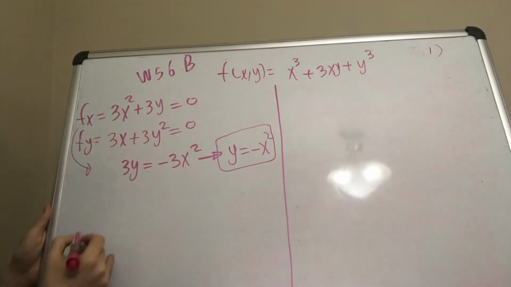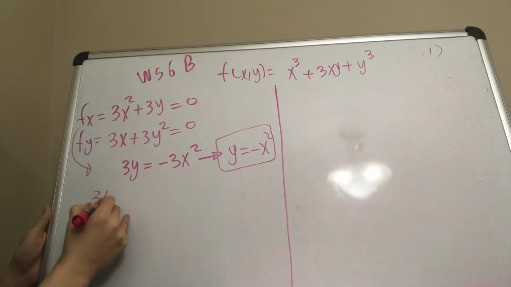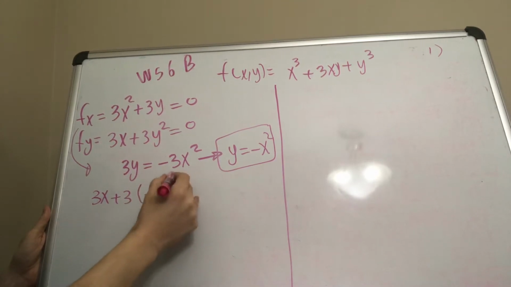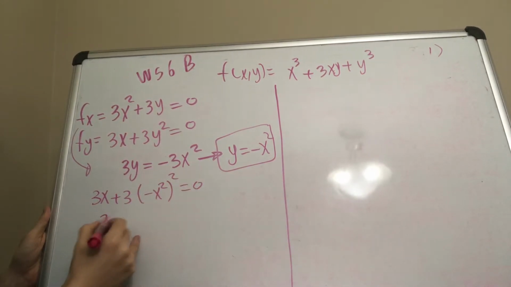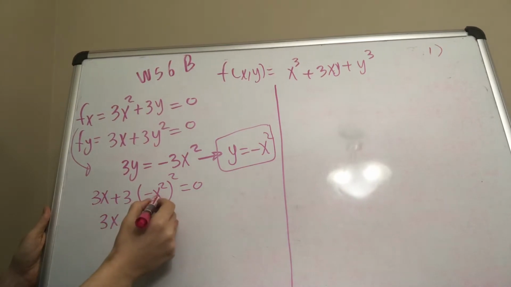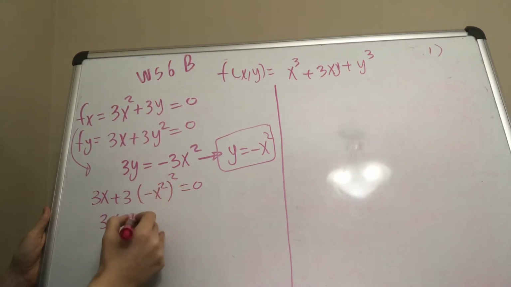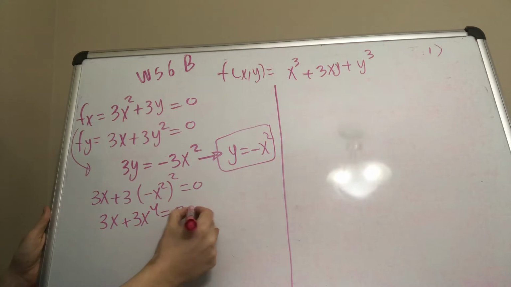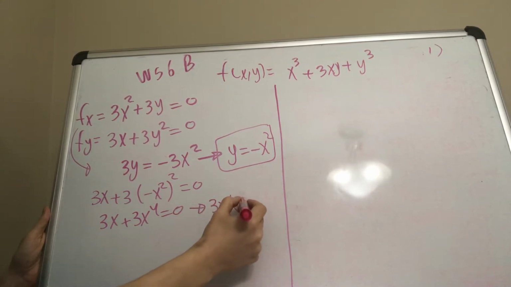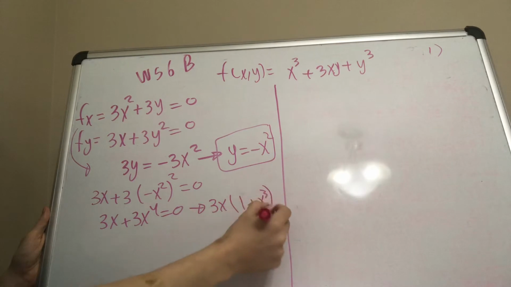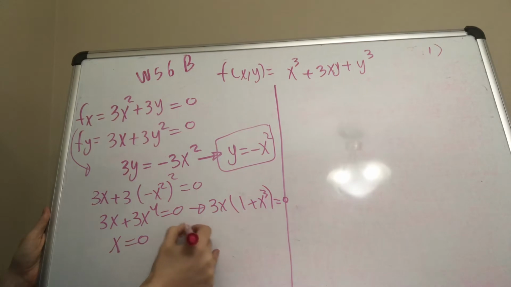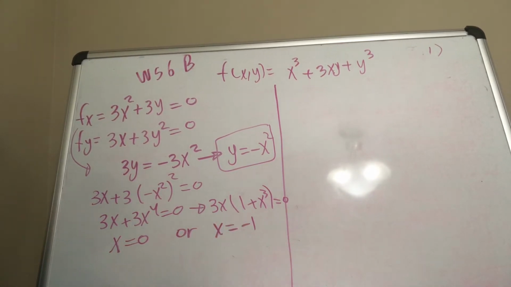Now put this into this equation, so 3x plus 3, instead of y, I'll put negative x squared, squared. So I have 3x, negative x squared squared would be x to the 4 times 3, 3x to the 4. Take 3x as a common factor, you have 1 plus x cubed. Meaning that x is either 0 or minus 1. When x is 0, y is 0.